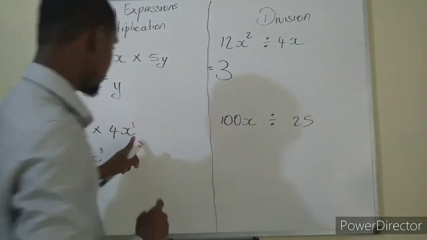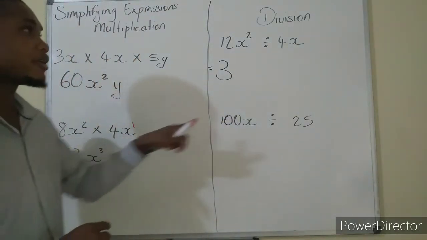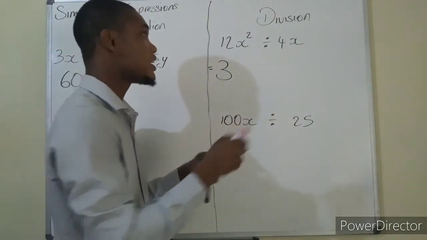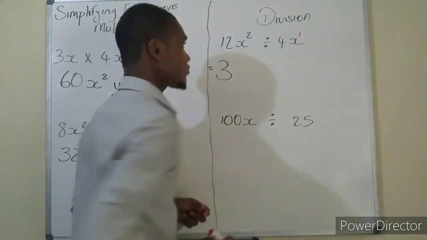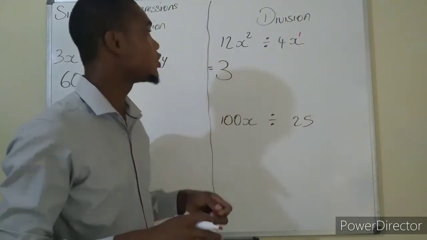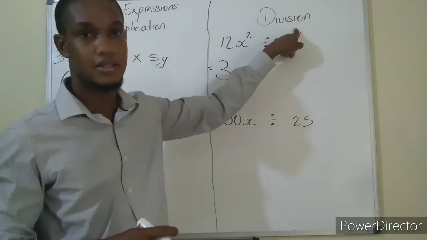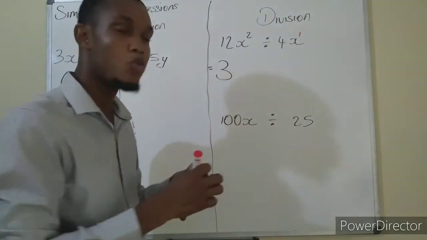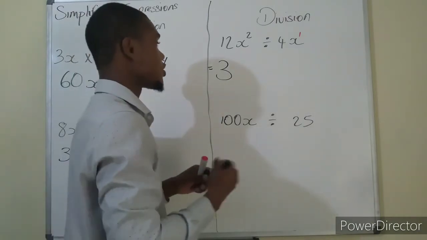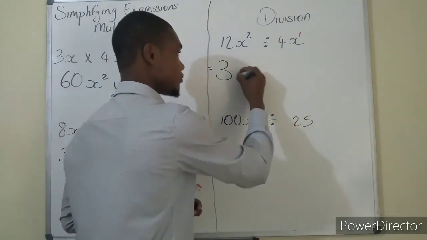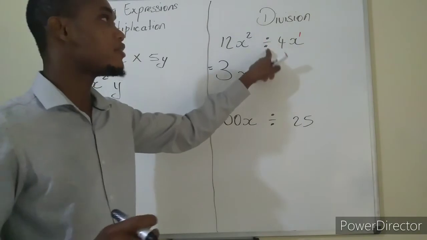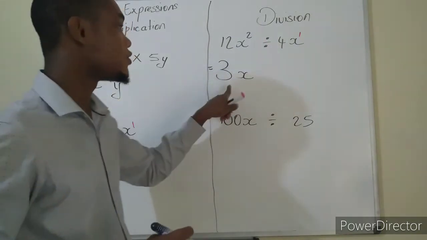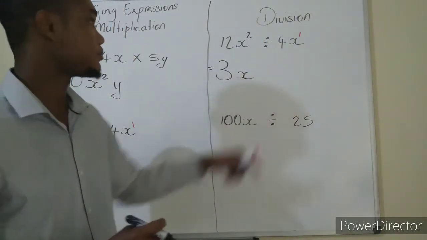As I said earlier, when you see a variable without a power, its index is 1. So when you're dividing, you simply subtract. This is x squared, so it's 2 minus 1, and 2 minus 1 gives you 1, so you can simply write back your x. So 12x squared divided by 4x gives you 3x.